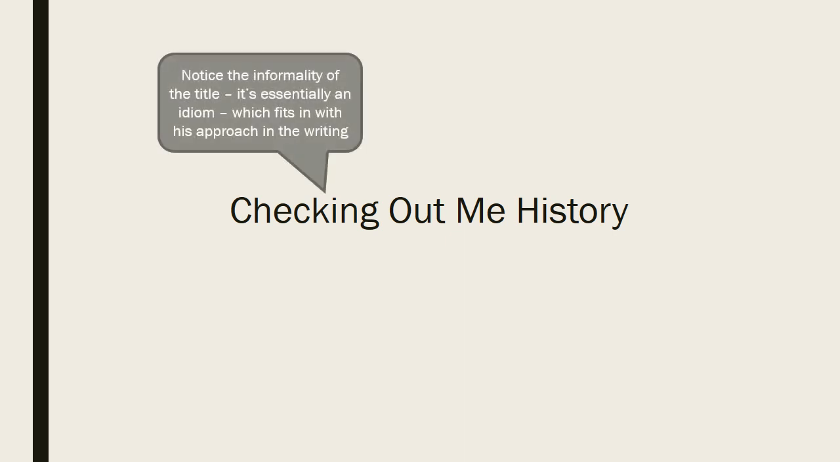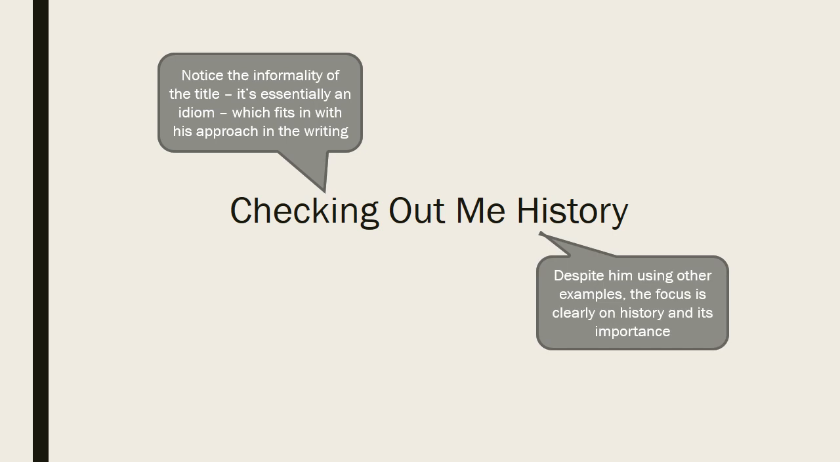Okay, so let's think about the title, first of all. The title is informal, as we know. It's essentially an idiom, a phrase from language, which is colloquial and accepted, and that sets up the approach to his writing, yeah? Now, even though he uses other examples, his focus is on history and its importance, and arguably, particularly, what history actually is.